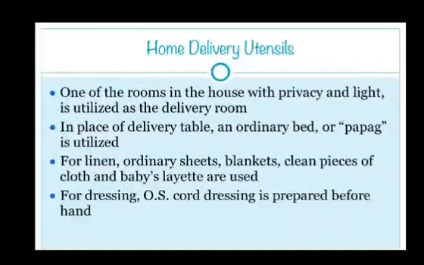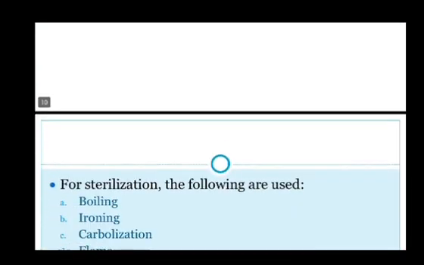Here we can look at the home delivery utensils. One of the rooms in the house with privacy and light is utilized as a delivery room. In place of a delivery table, an ordinary bed or a cot is utilized. For linen, ordinary sheets, blankets, clean pieces of cloth and the baby's layette are used. For dressing, the cord dressing is prepared beforehand.